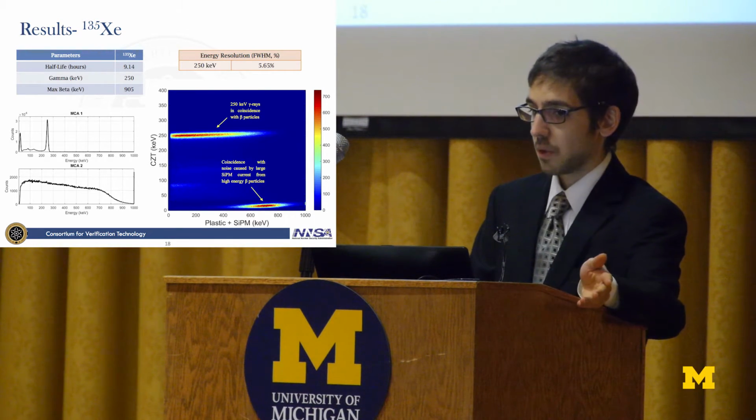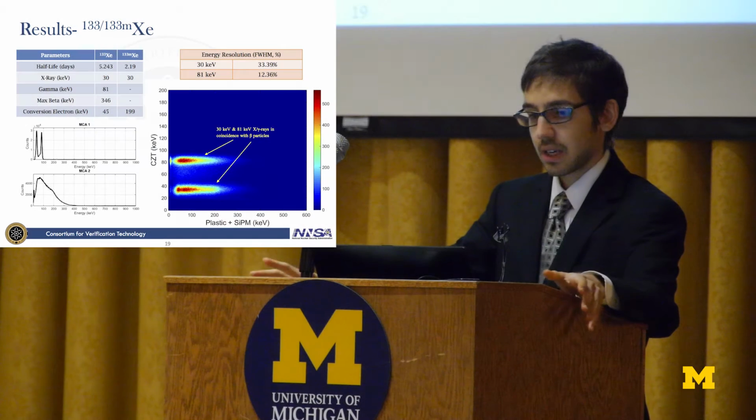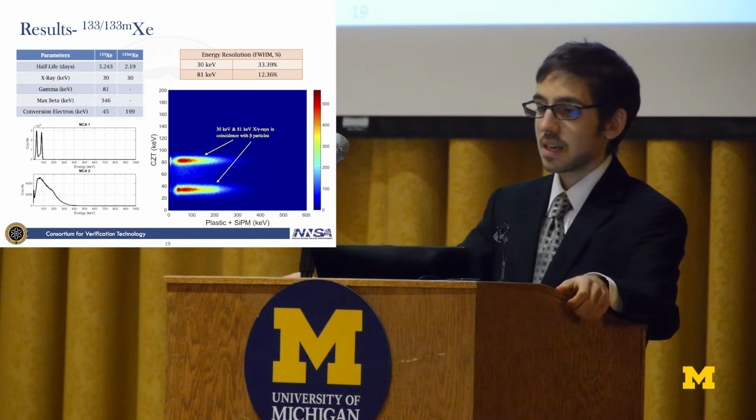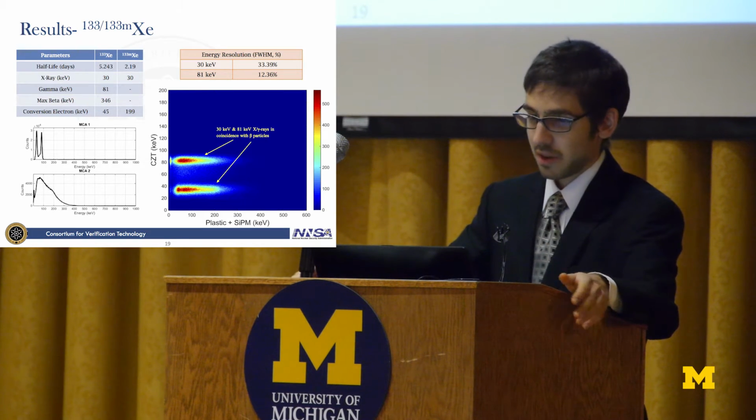And so we can apply a filter and get rid of this region. That's what we did for xenon 133 and 133M, and so we don't see that anymore here. But what we do see is the beta spectra from 0 to 346 keV located at 30 keV and 81 keV. And we don't see much of the 199 keV conversion electron from xenon 133M. The reason is that xenon 133M has a shorter half-life than xenon 133.